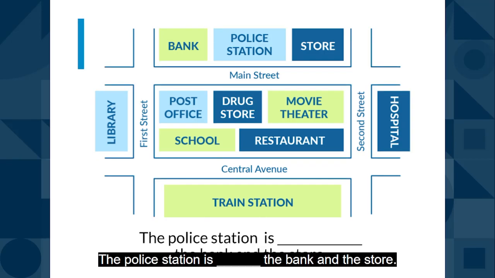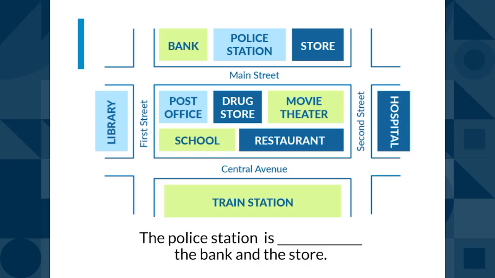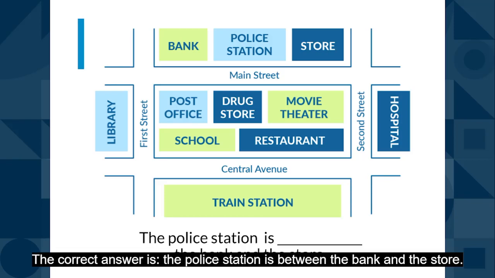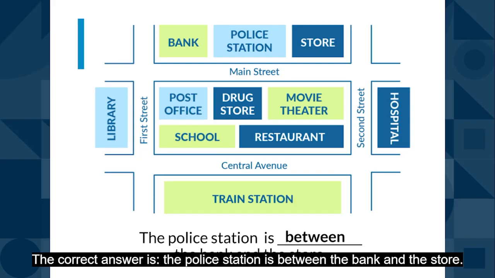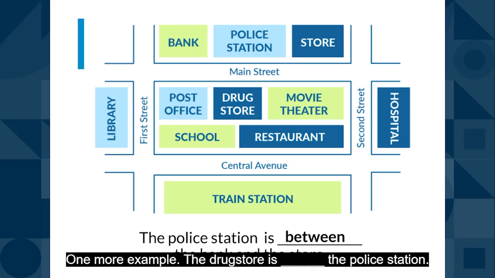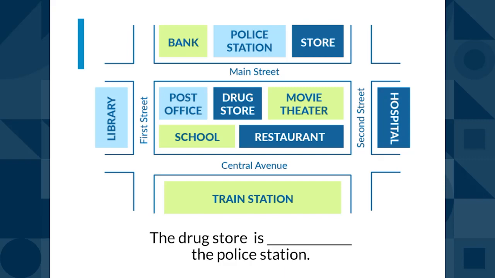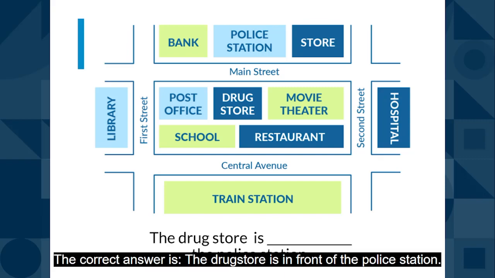The police station is the bank and the store. The correct answer is the police station is between the bank and the store. One more example. The drugstore is the police station. The correct answer is the drugstore is in front of the police station.